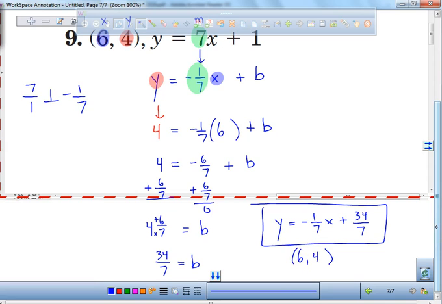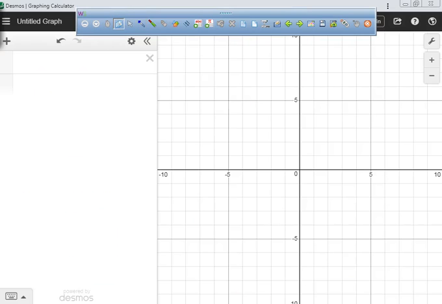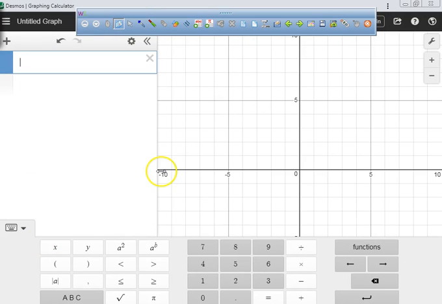What we're going to do now together is go to Desmos and type everything in, and you should see that it goes through the ordered pair 6, 4. So that's what we're going to do. All right, now we're going to go to Desmos and type it in. So here we go. There's the keyboard.